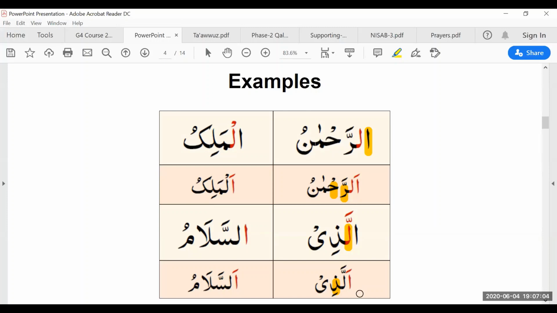Allazi. Allazi. Allazi. Yeah, I have touched it now. Okay. So Allazi. Yes, and as you practice more, it will get better, inshallah.